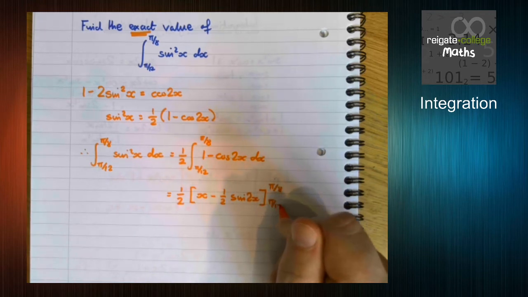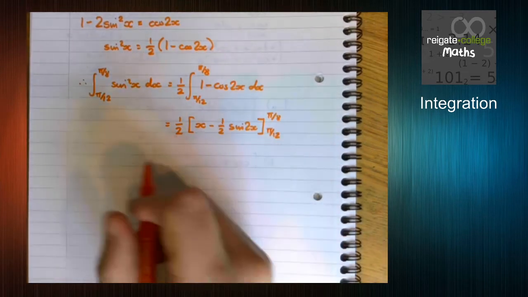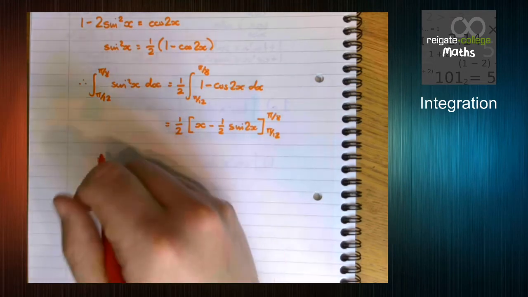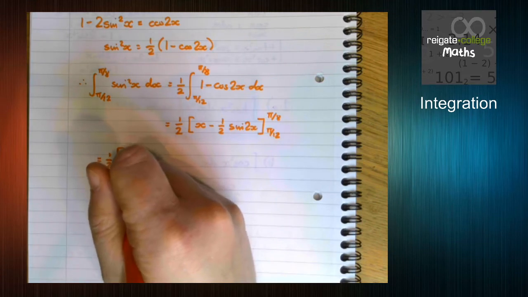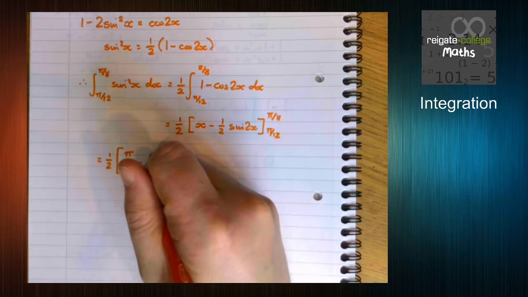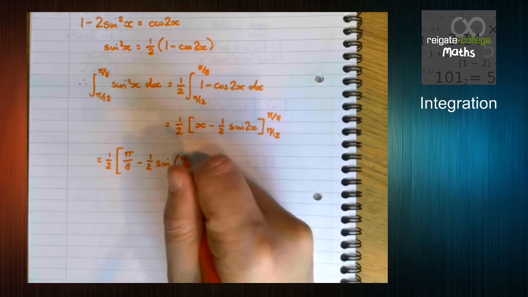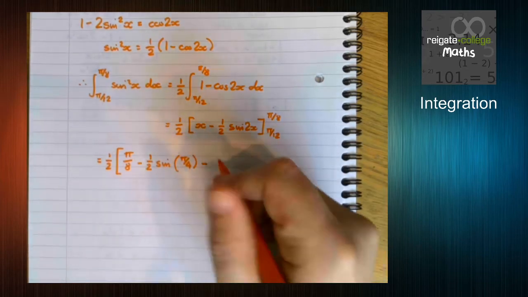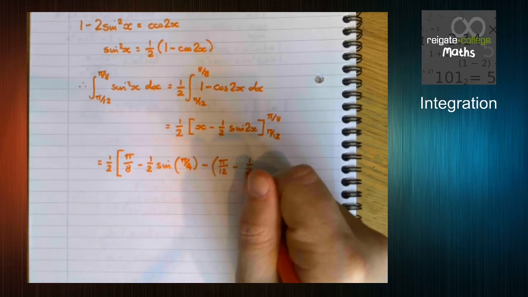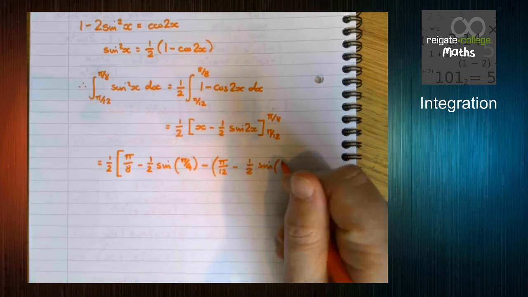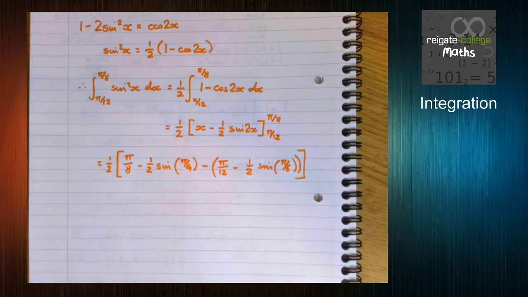and pi over 12. Now this is where things get a little messy, but there's lots going on. So we've got a half, big bracket, pi over 8 minus a half sine 2 pi over 8, so pi over 4, minus bracket pi over 12 minus a half sine pi over 6. And close all our brackets.